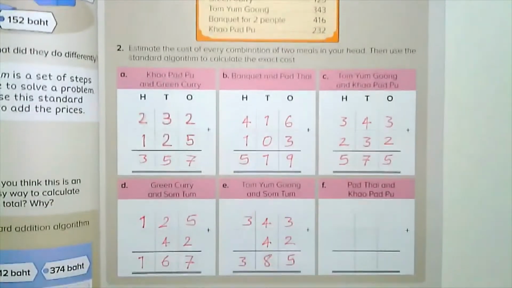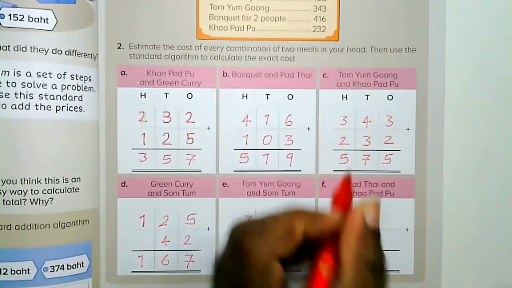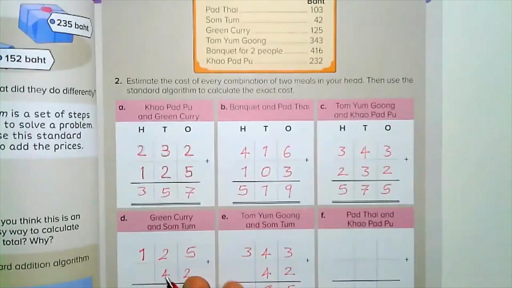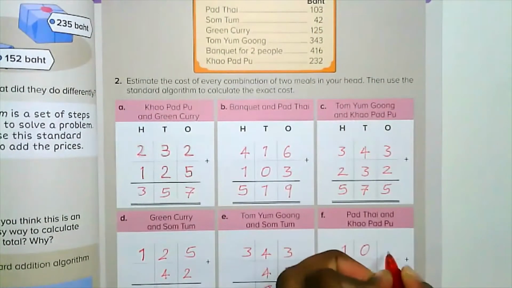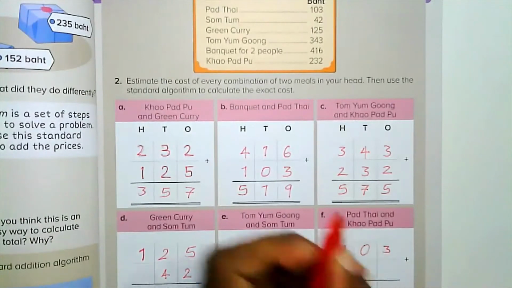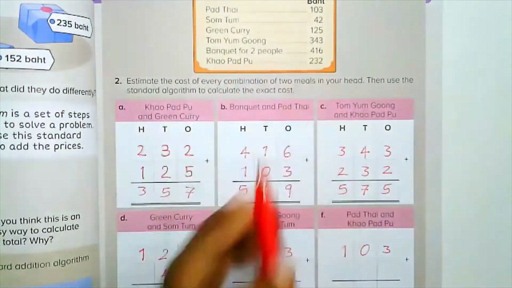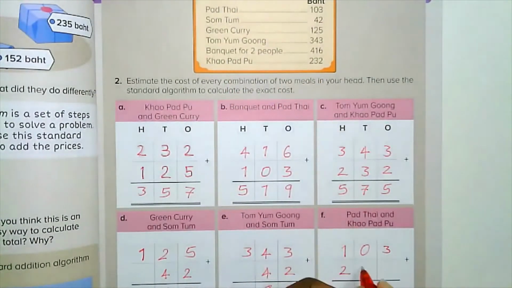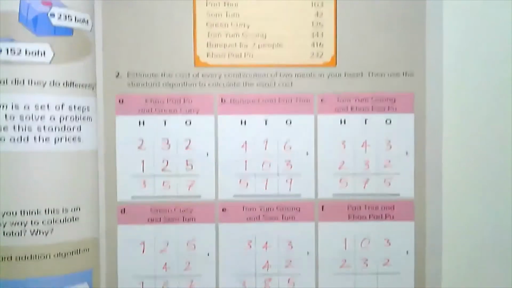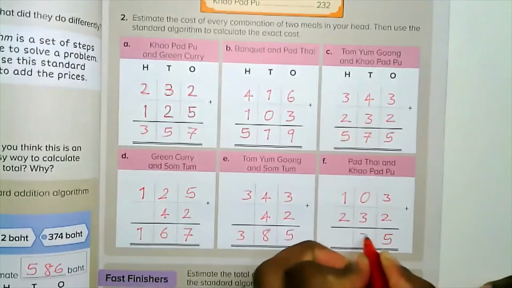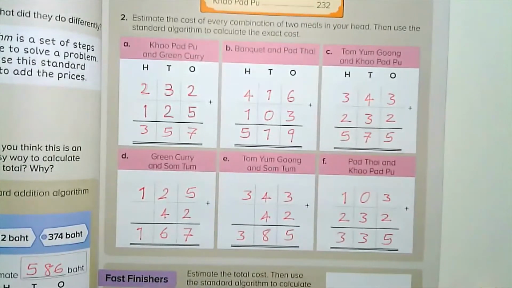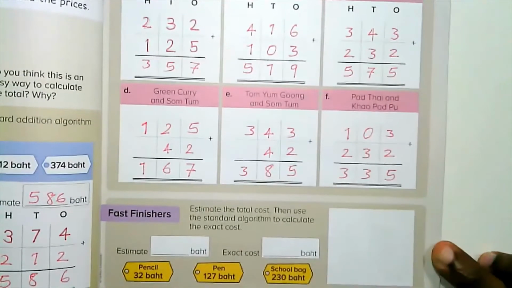Now part F, pad thai. Pad thai is 103. Khao pad poo 232. Now let's do the calculation. This gives 5, 3, and 3. Now let's go on to the fast finishers.